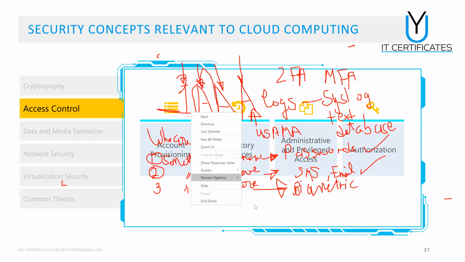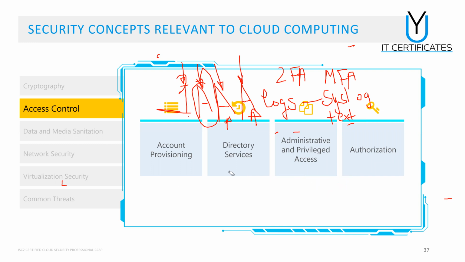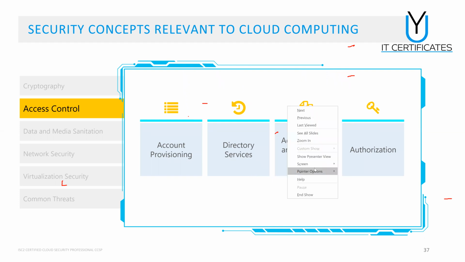Also, there are some points highlighted here, as we mentioned: account provisioning and directory services, where you keep the usernames, passwords, and all the attributes used for authentication. Also, you have to care about administration and privileged access. This is very important for administrators because it protects your network. And finally, the authorization as we said.